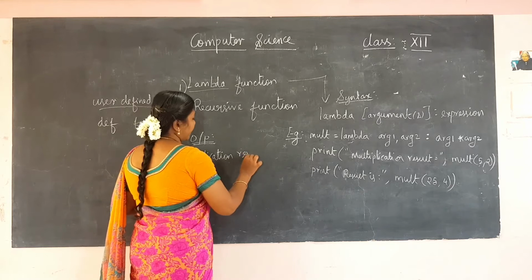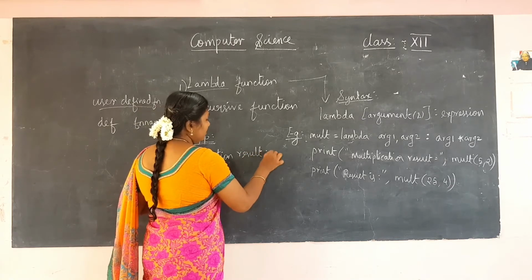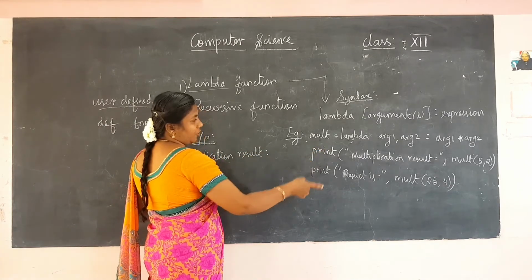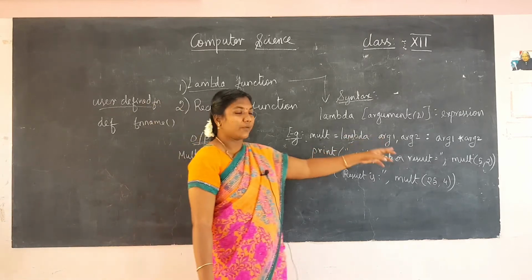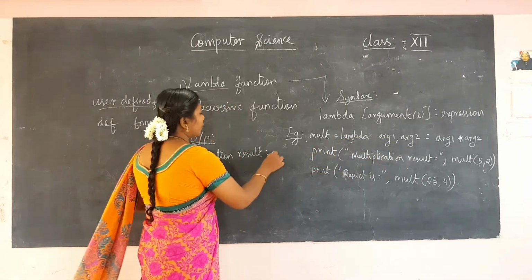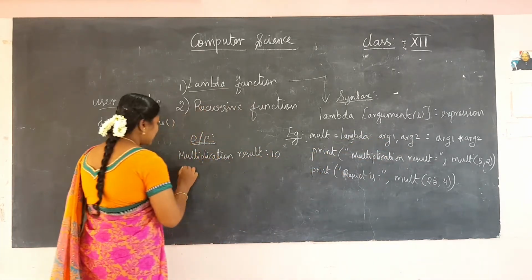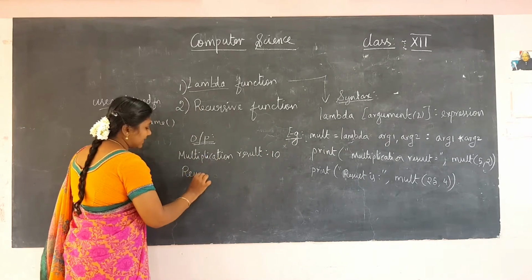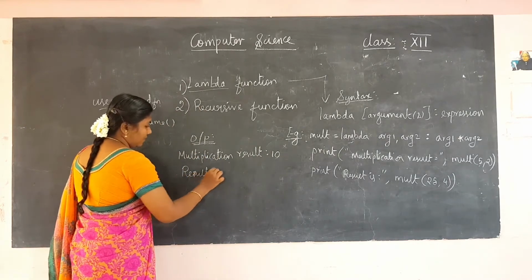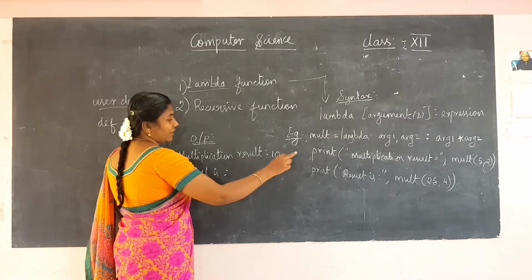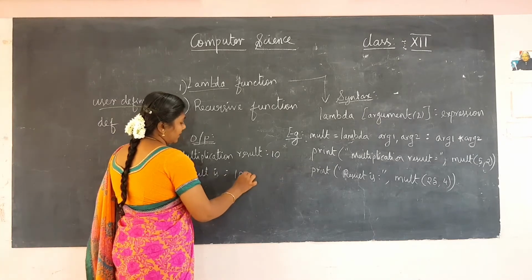Result. Okay, I am given 5 comma 2. So what does it mean? Argument 1 star argument 2, so 5 into 2 is 10. And the next print I have given as result is 25 comma 4, that will be 100.